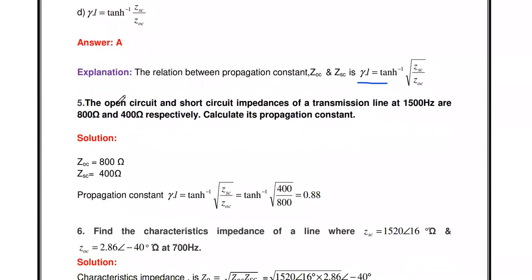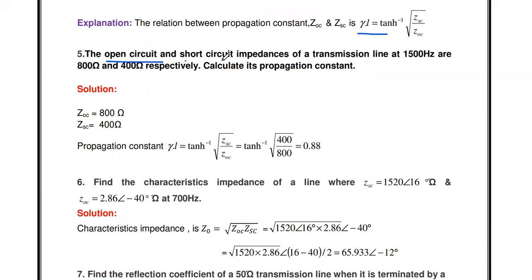The open circuit and short circuit impedance of the transmission line at 1500 hertz are 800 ohm and 400 ohm respectively. So calculate its propagation constant. This is the question. So what are the data given here? Open circuit impedance means ZOC, so ZOC equals 800 ohms. And the short circuit impedance ZSC equals 400 ohms. So the question is to calculate the propagation constant.